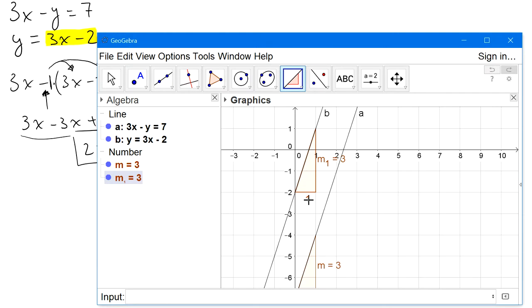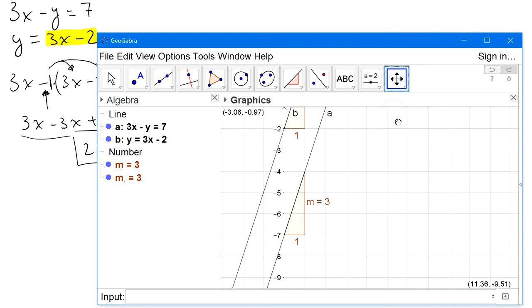You can see that there's a... interesting that they put it on this side, right? They're showing a rise of -3 and a run of -1. But -3 over -1 is still +3. Both of them have slopes of +3. You can see there's the top line and that's the other line.